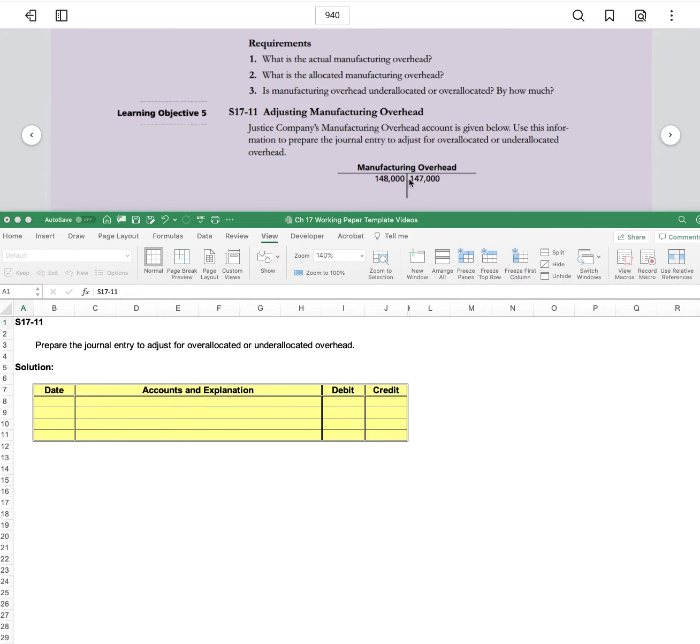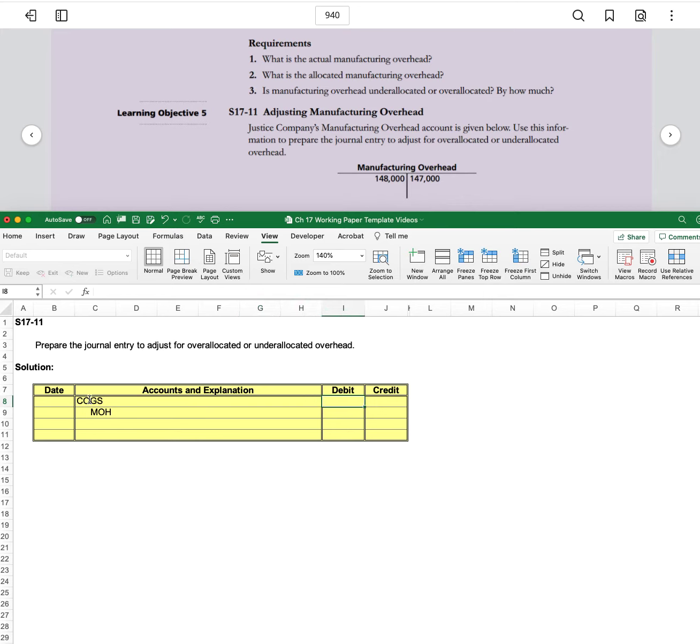And so that means we underallocated by $1,000. And so we need this account to zero out at the end of the period. So we need to credit it for an additional $1,000 so that it's $148,000 on both sides. And so to do that, we know we're going to credit manufacturing overhead. And so we're going to debit cost of goods sold.